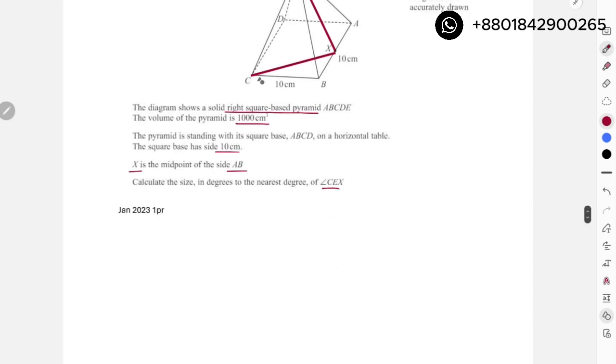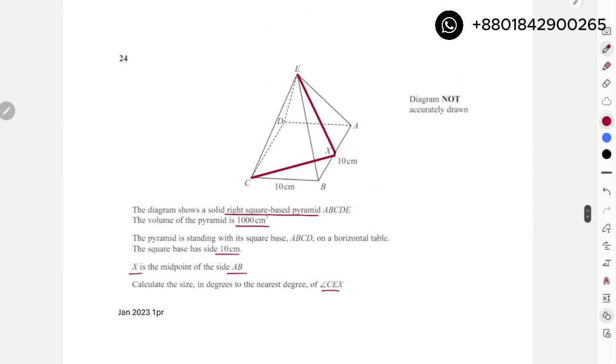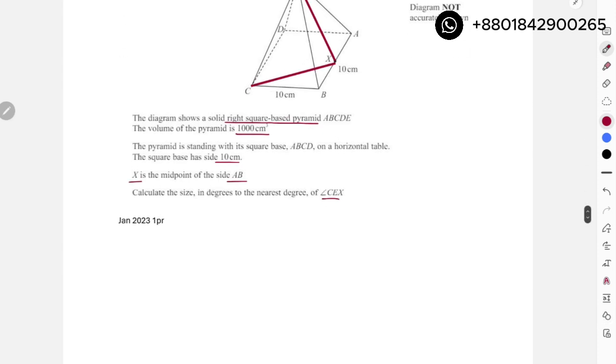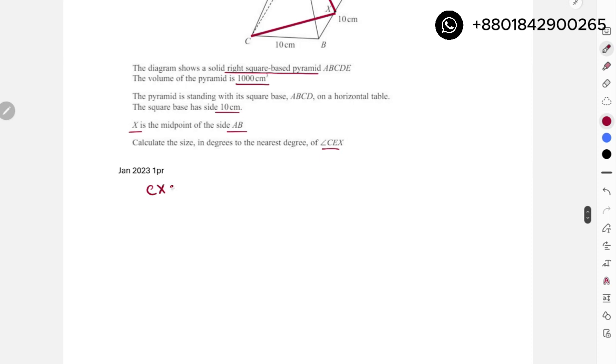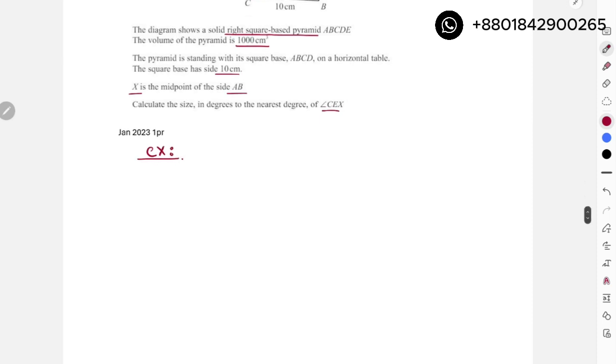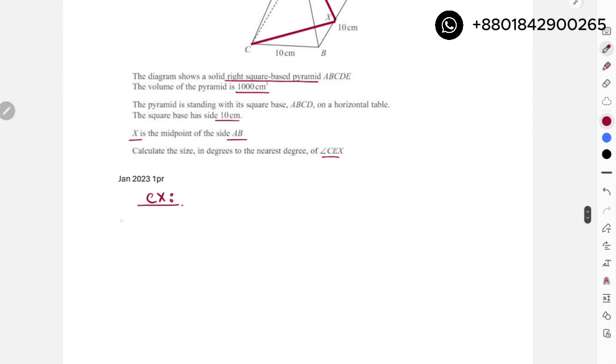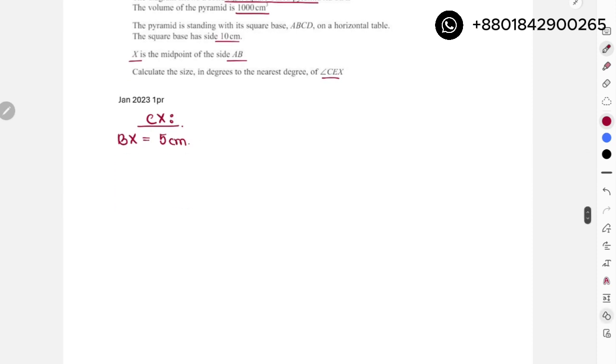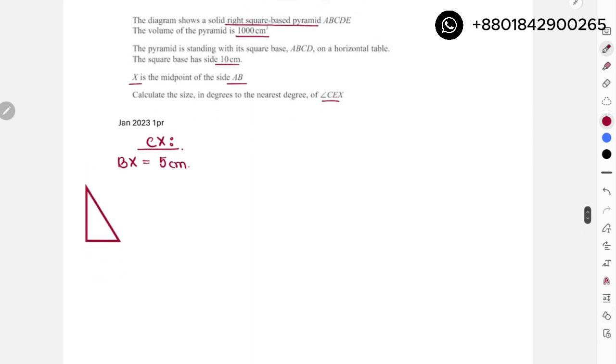First thing I'll have to calculate is, in general, if I want to find out this angle, I have to find out the values for the lengths CE, EX and CX. Okay, so first easy thing we'll try to find out is the value for CX. The one thing we need to do first is to state that BX is half of AB, which is 5 centimeters, and then plot that small right angle triangle for CBX.